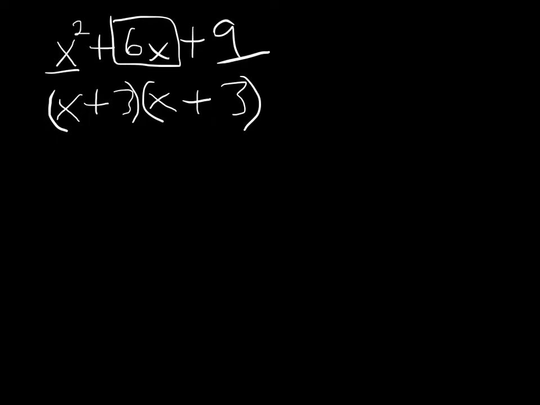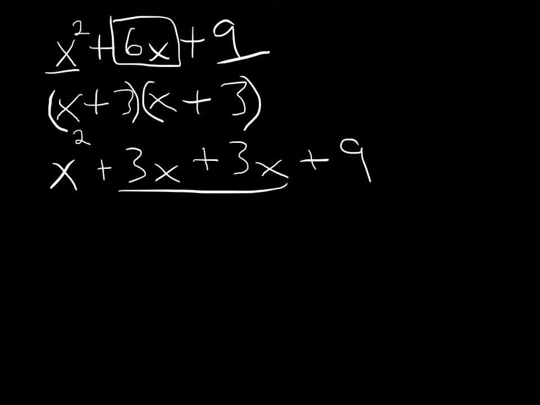We can check that by doing FOIL very quickly. X times x is x squared. X times 3 is 3x. 3 times x is 3x. And 3 times 3 is 9. And in this case, the 3x plus 3x will give you the 6x. Now, this is an example of a problem that if you recognize it, you can really try to avoid doing a lot of extra work.